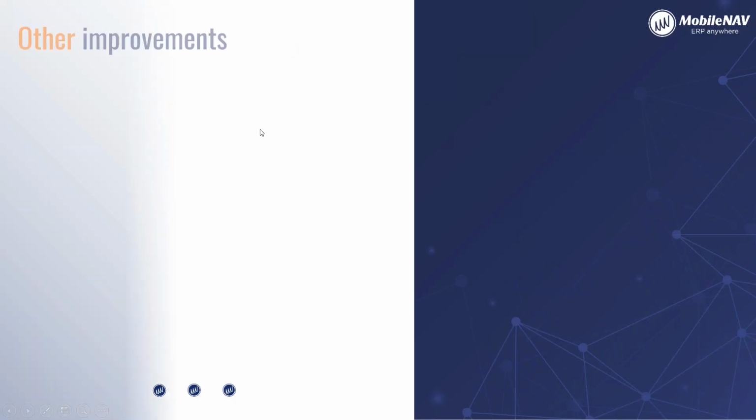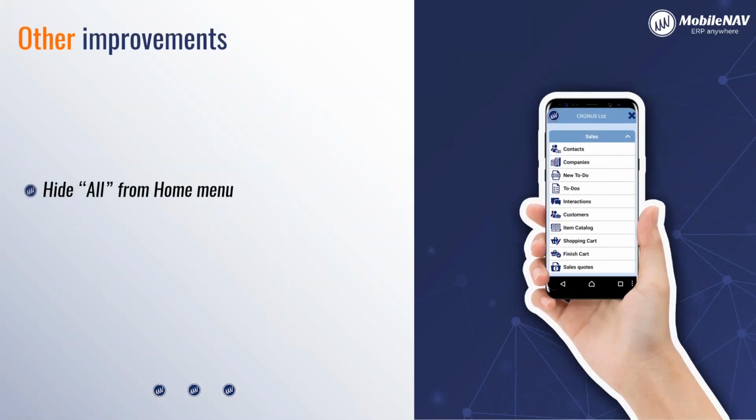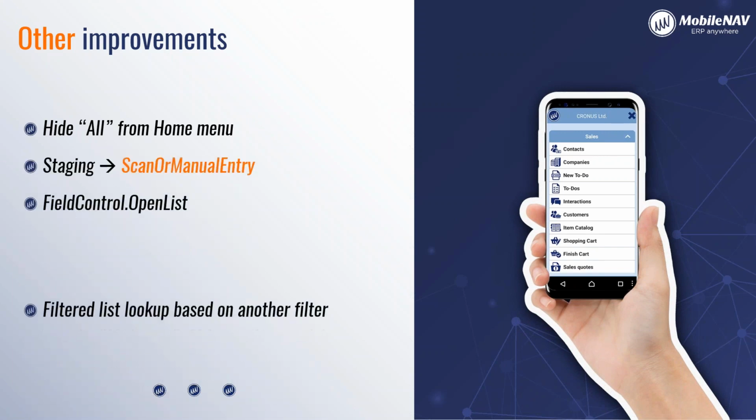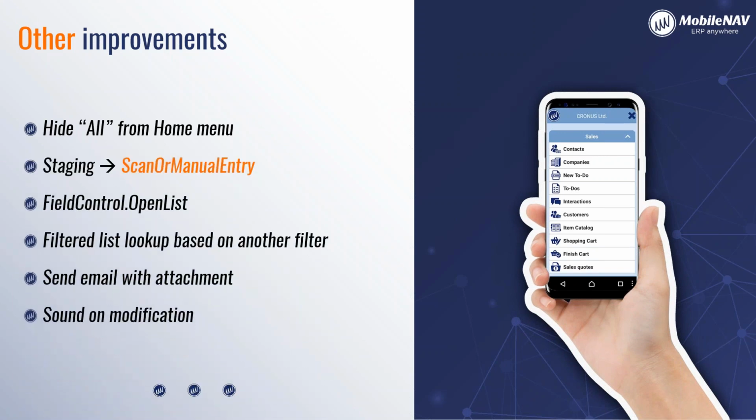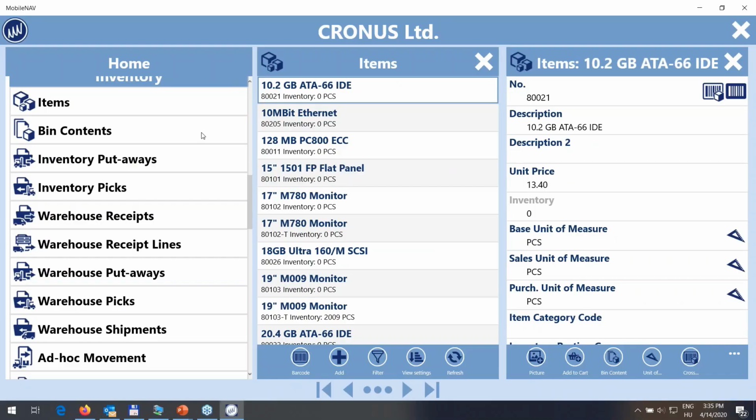Okay, other improvements. Hide all from home menu. Basically, the concept here was not to duplicate each and every menu item in the all menu. Instead of that, we changed all to other. So basically, all of those menu items which don't have any category in the main menu editor will be listed under the other category, but all the others will only appear in the category where you have specified them. So basically, from version 5.0, the all menu items will disappear.